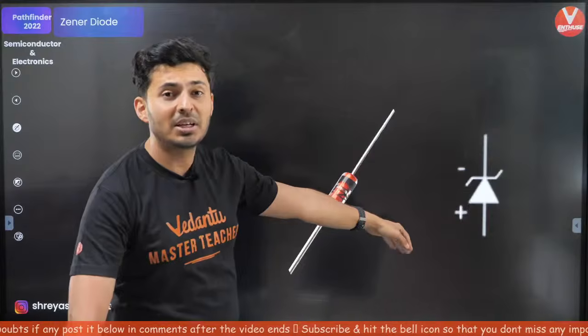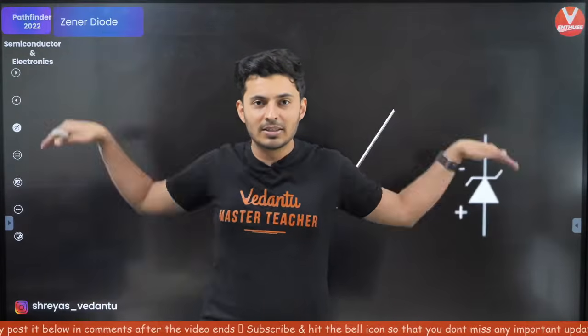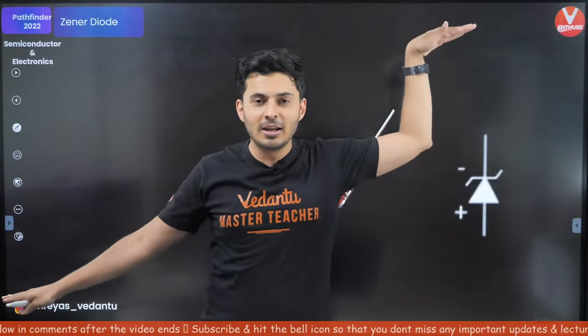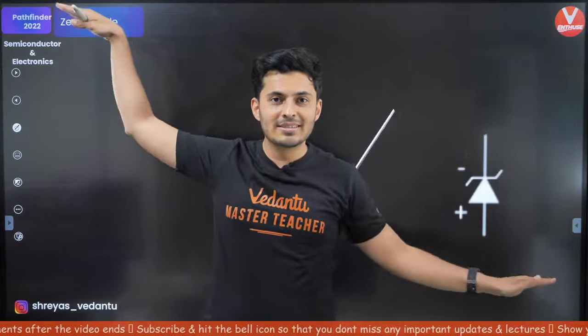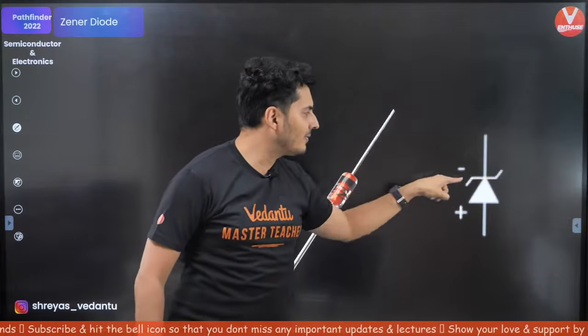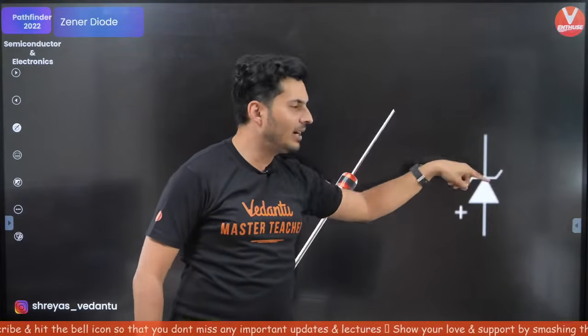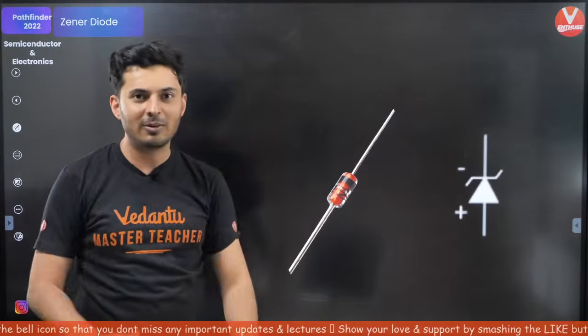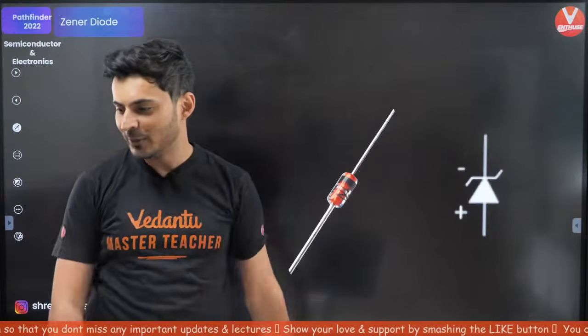Remember the Egyptian dance, they do it like this, right? So this is the symbolic way of showing a Zener diode. A normal diode has a flat line over there. You just bend those two ends. That's the symbolic way of representing a Zener diode.